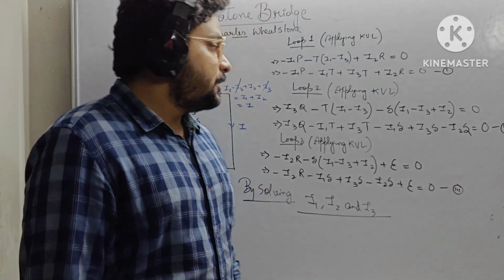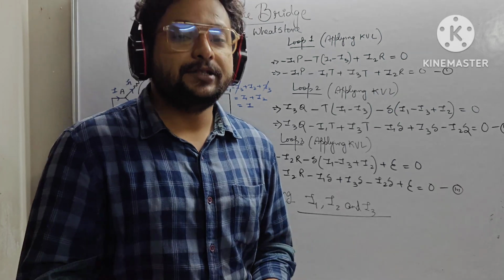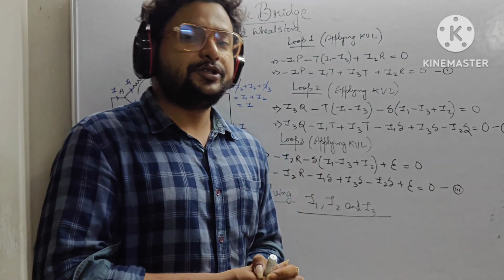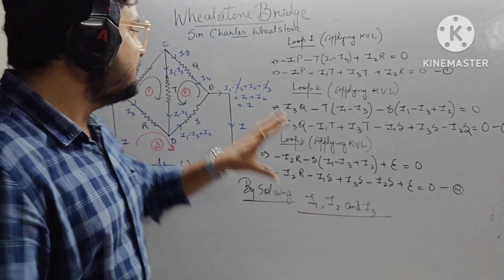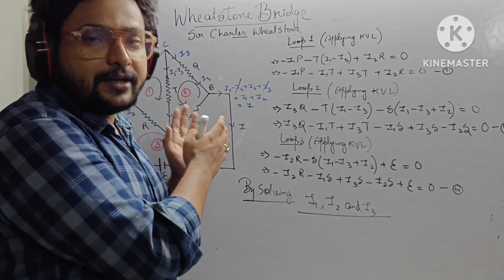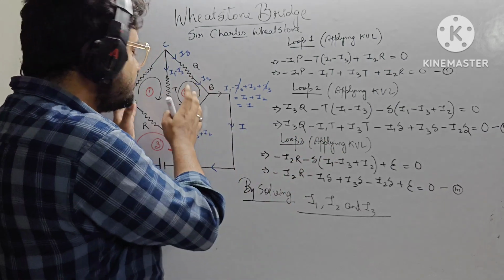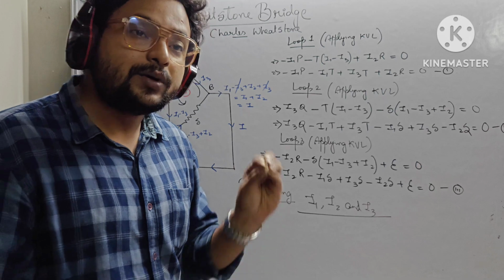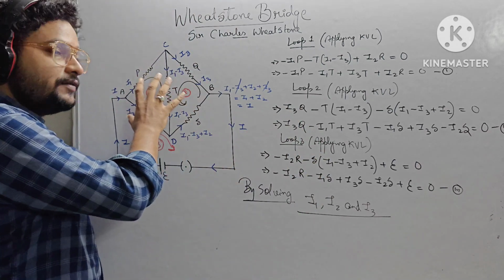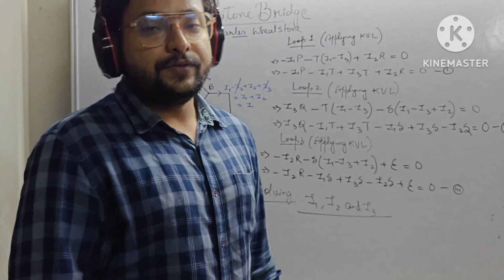Now see students, in the books you will find balanced and unbalanced Wheatstone bridge. But before that you have to first understand the concept of the Wheatstone bridge and how a Wheatstone bridge works. This is the basic diagram of a Wheatstone bridge, and first you have to understand this one. Don't just dive into balanced and unbalanced Wheatstone bridge. This is how current is going to flow through the Wheatstone bridge, and this particular network is known as a Wheatstone bridge.